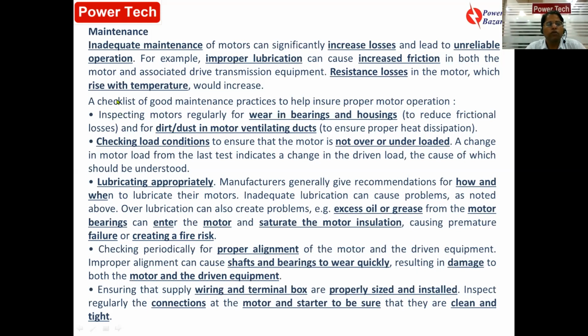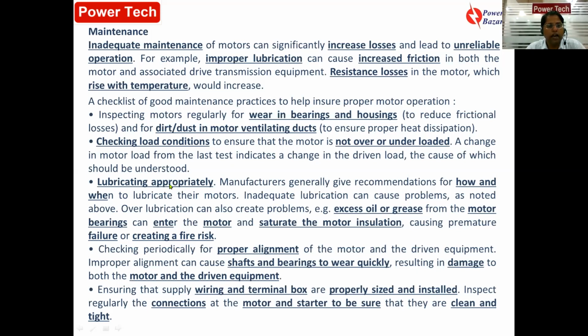Now we also have to adopt good inspection practices. What are those? Inspect the motors for wear in bearings or housings, and whether some dirt or dust is entering or is present in the motor ventilating ducts. If dirt and dust has been deposited, we need to clean it. If there is any wear in the bearing and housing, that needs to be replaced. We have to check the load condition. It should not be overloaded or underloaded. If there is overloading or underloading, then you have to see the proper sizing of motors.